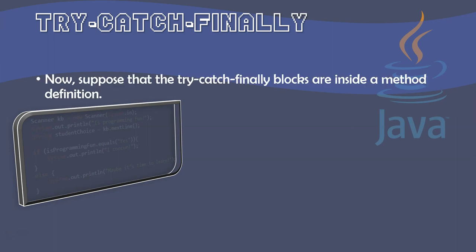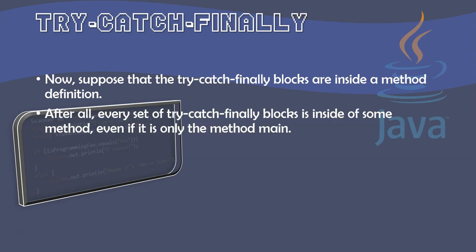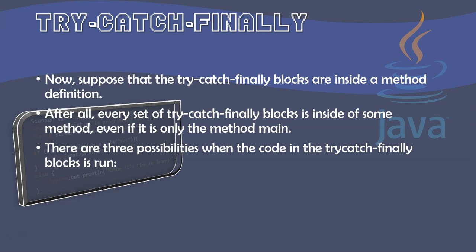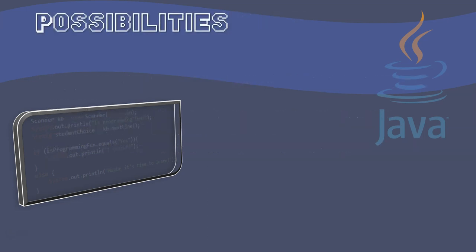If those try catch finally blocks are inside of a method definition, the way you think about this, every set of try catch blocks is inside of a method, even if it's the main method, because the main method is a special method that Java uses to differentiate where the program is executing from. There are three possibilities, therefore, that come from when we have the try catch finally blocks and they're executed. So we look at those possibilities.